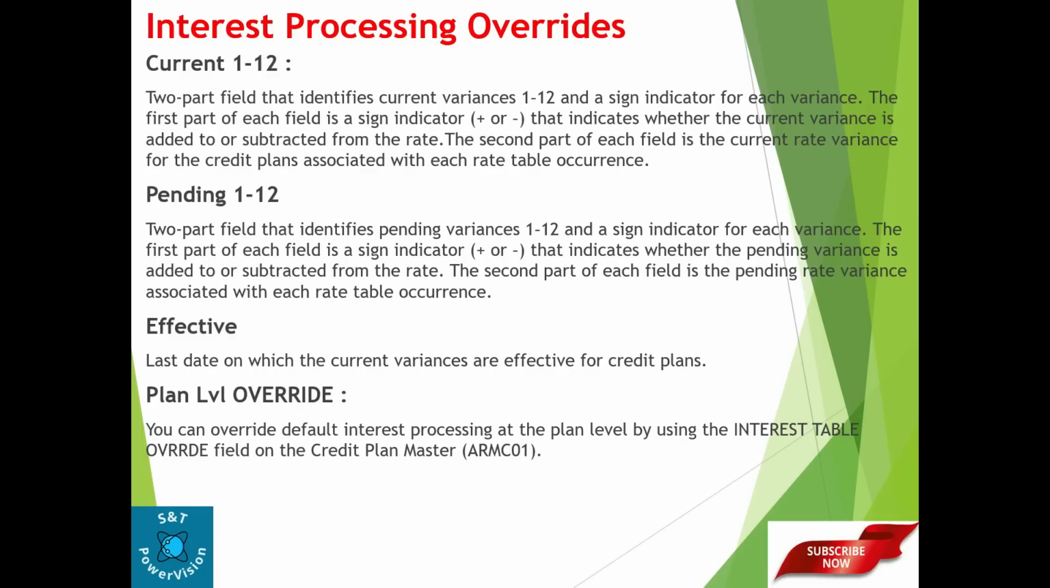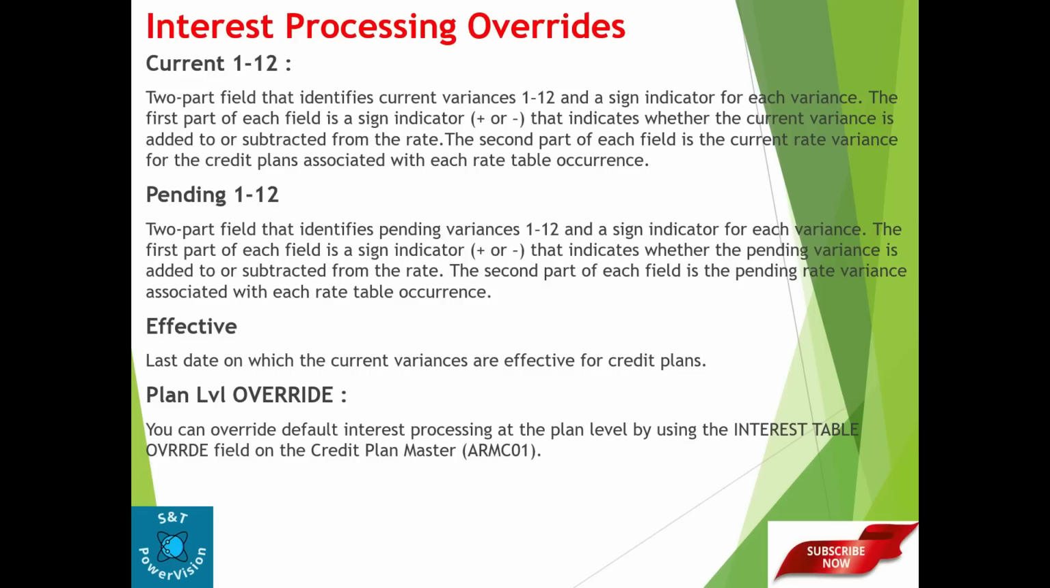Current 1 to 12. This is a two-part field that indicates current variance 1 to 12 and a sign indicator for each variance. The first part of each field is a sign indicator, plus or minus, that indicates whether the current variance is added to or subtracted from the rate. The second part of each field is the current rate variance for the credit plan associated with each rate table occurrence here. Effective means the last date on which the current variances are effective for credit plans.